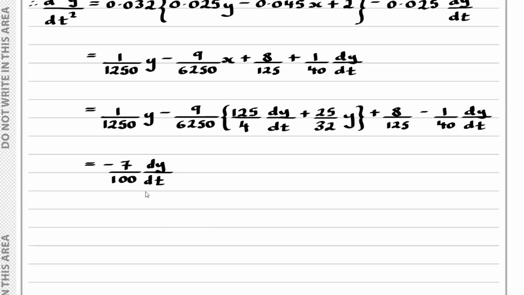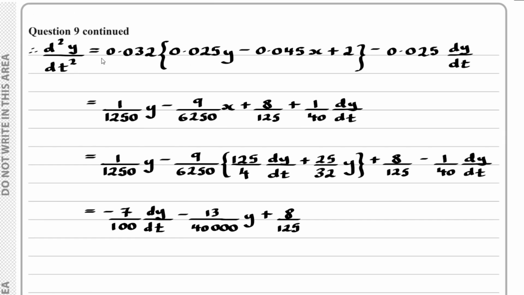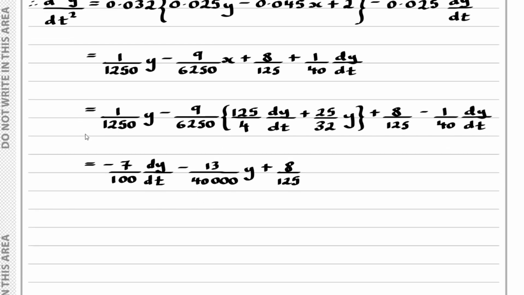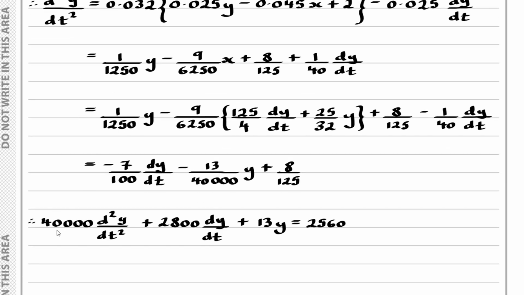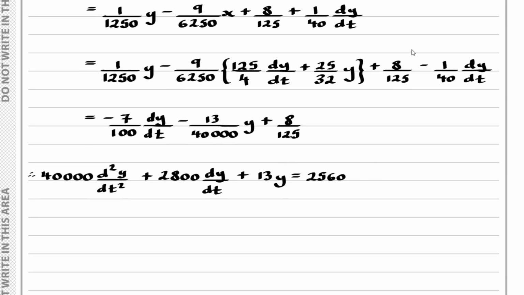So, collecting like terms, we've got minus 7 over 100 dy over dt, subtract 13 over 40,000y, plus 8 over 125. That's what d squared y over dt squared is. And if I rearrange, we've got 40,000 d squared y over dt squared, plus 2,800 dy over dt, plus 13y equals 2,560.